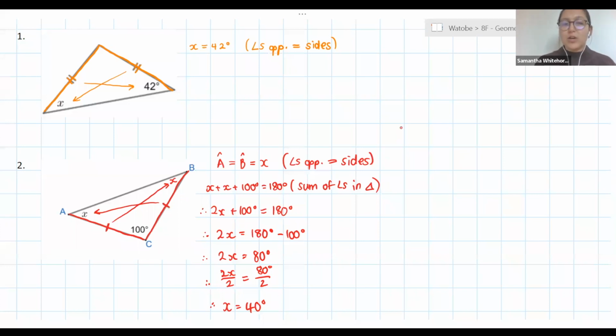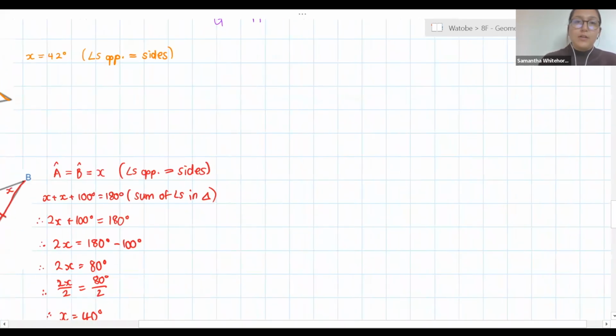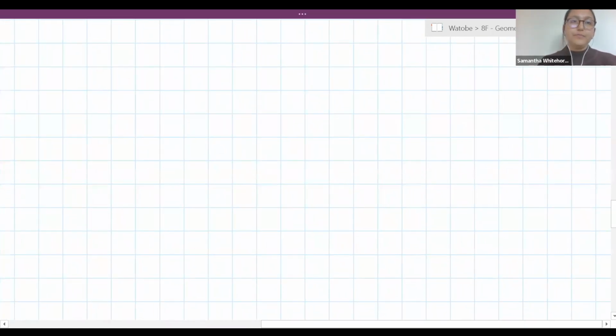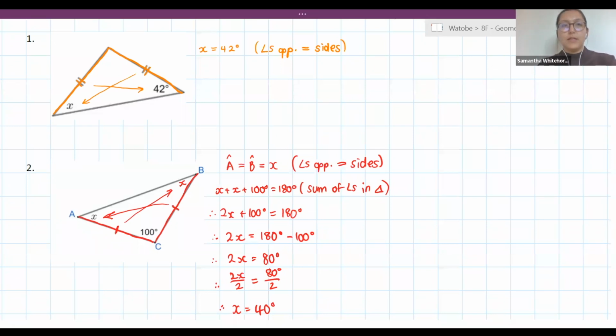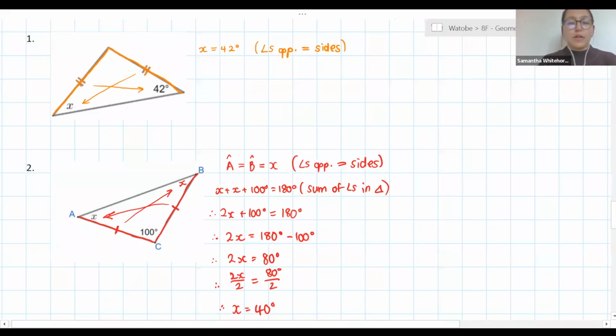But in the second example, 100 isn't one of the angles that's opposite an equal side. The 2 angles that are opposite equal sides are angles A and B. So that's why I knew both of those were x, because those were the angles opposite the equal sides. And then we just use sum of angles in a triangle to go and work out the rest. So before we carry on, I'm going to give you, actually take a screenshot because I don't think everyone has. And then I'm going to give you another example where we can practice this.